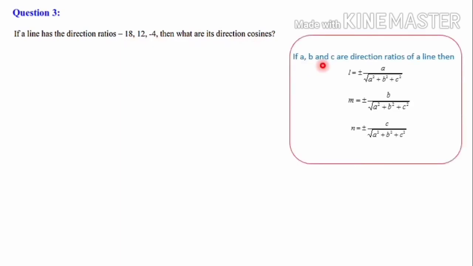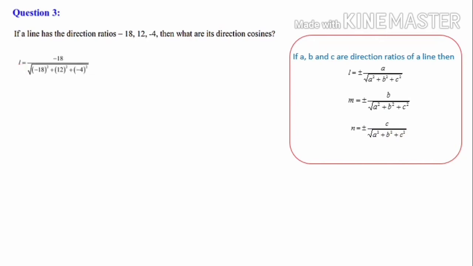So we have learned the formula. If a, b, c are the direction ratios of a line, then l is equal to plus or minus a by root of a square plus b square plus c square. m is equal to plus or minus b by root of a square plus b square plus c square. n is equal to plus or minus c by root of a square plus b square plus c square.